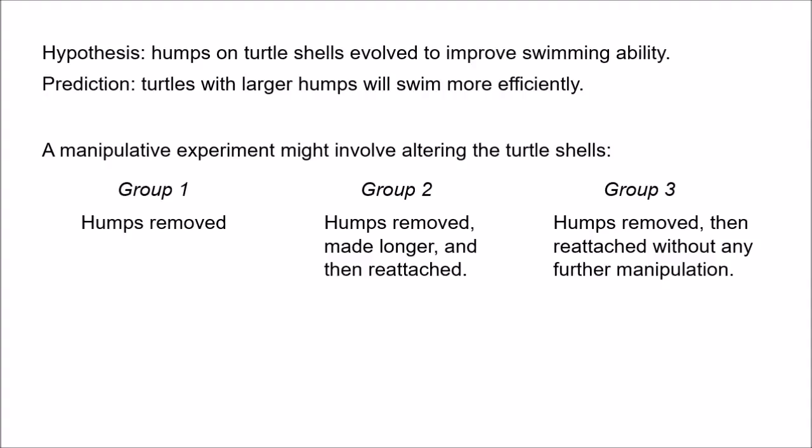Anyway, after doing this, you then observe how the turtles swim. And if the hypothesis is that humps evolved to improve swimming ability, then I guess we would expect those without the humps, those in group 1, to swim worse, and those in group 2 to swim best.